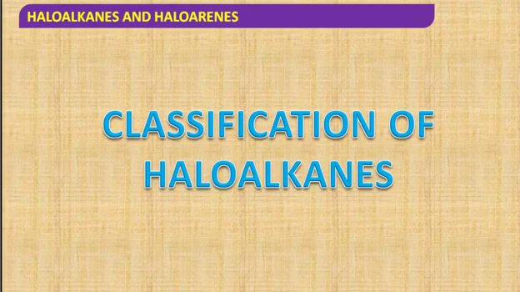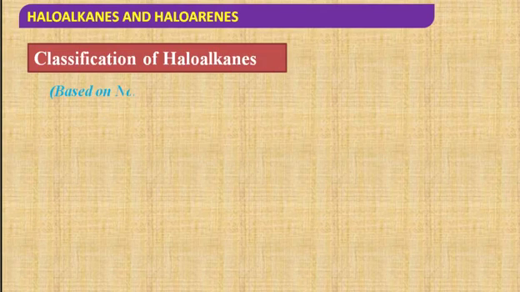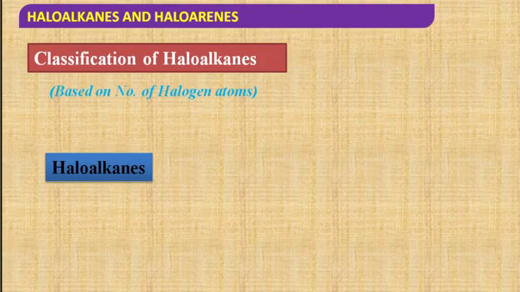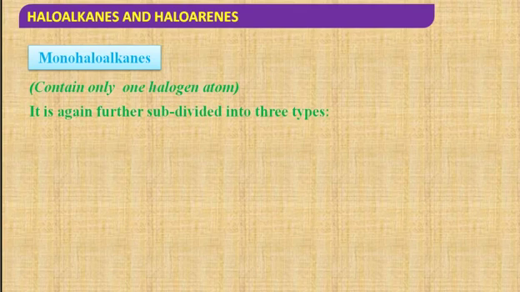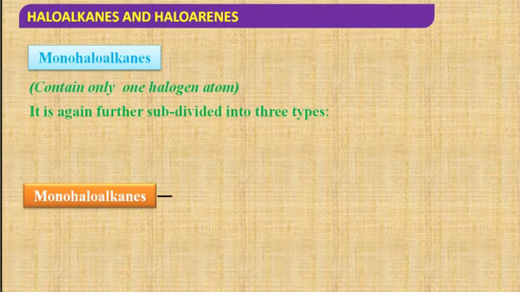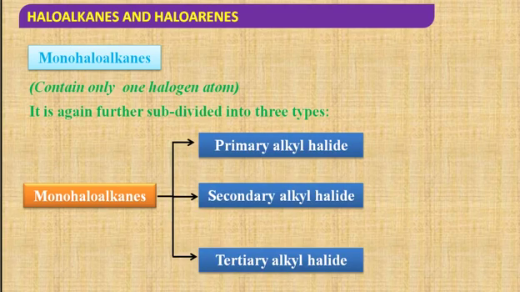Hello students. Today we will discuss the topic classification of haloalkanes. Based on the number of halogen atoms, haloalkanes are of two types. One is monohaloalkane and another is polyhaloalkane. Monohaloalkanes contain only one halogen atom. They are further subdivided into three types. One is primary alkyl halide, another is secondary alkyl halide, and third is tertiary alkyl halide.